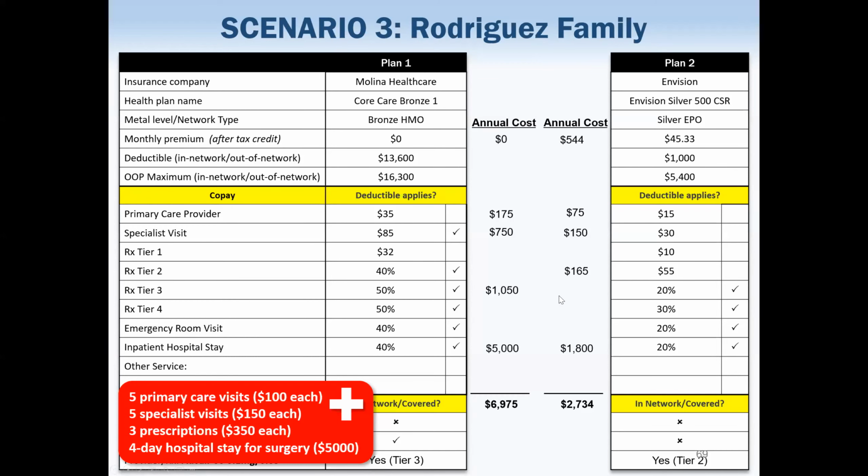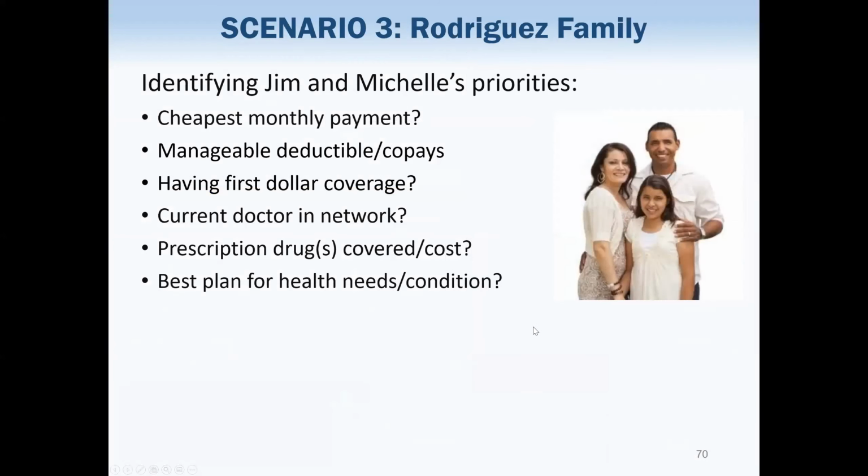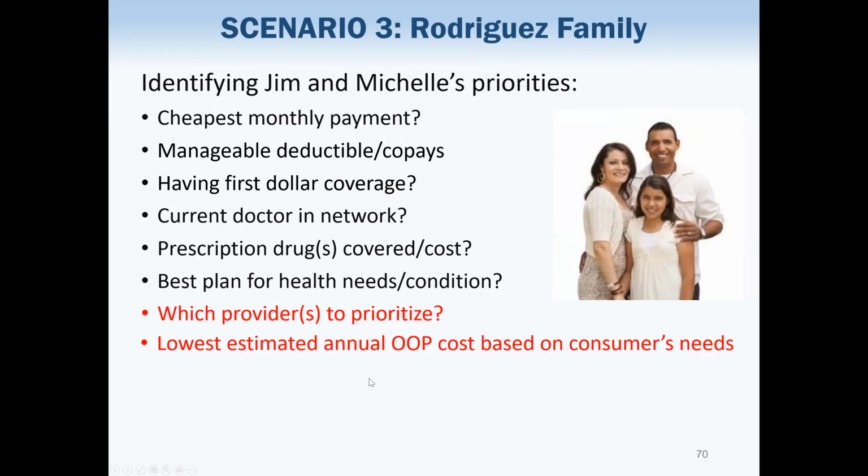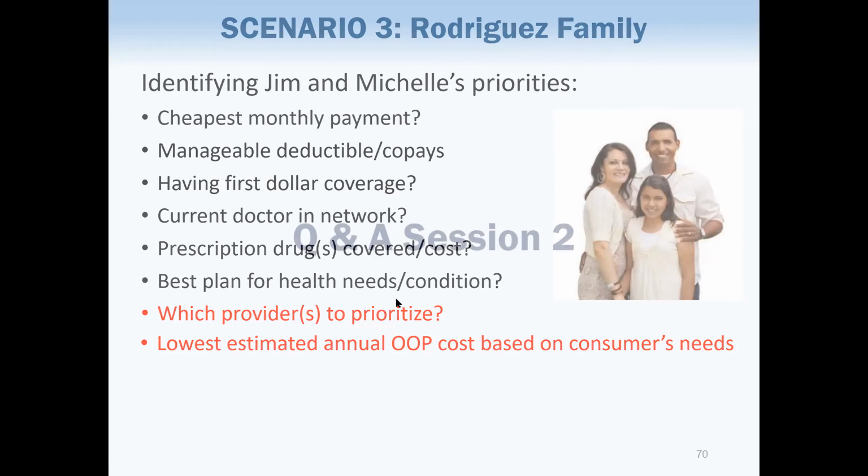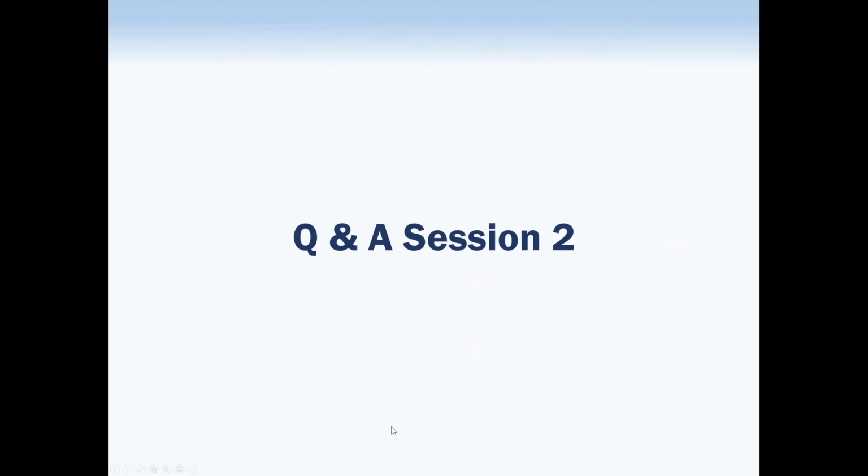So now we've added a couple different priorities for them to consider, including which providers to prioritize if some plans cover one and not both. And then also really figuring out what plan's best for them financially based on the total amount they're paying, not just premiums, but also the deductible, the out-of-pocket costs in copays and coinsurance based on what their health needs might be. So now I want to turn it back over to my colleagues to see if we have any questions before we close out.